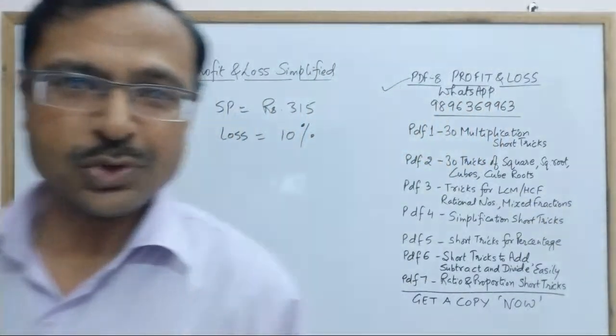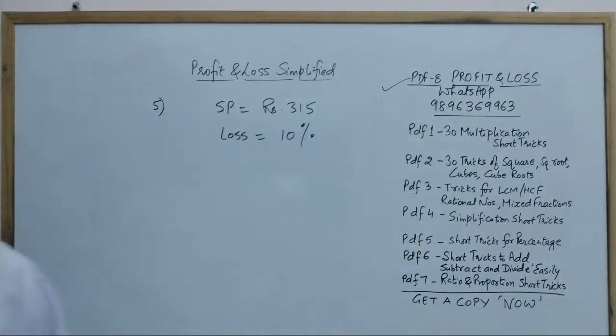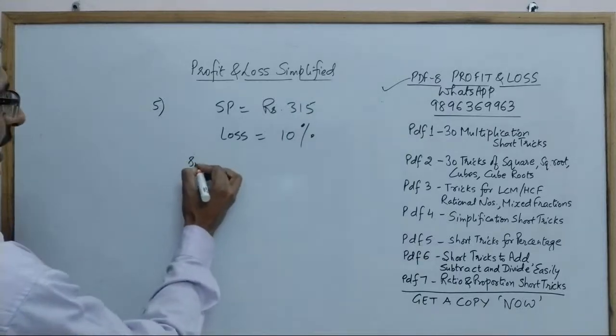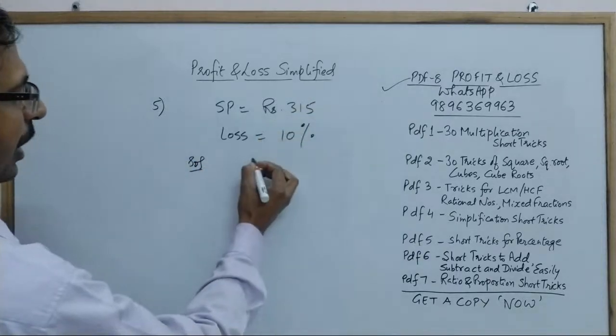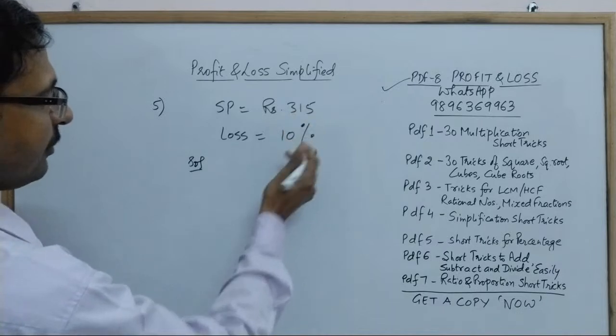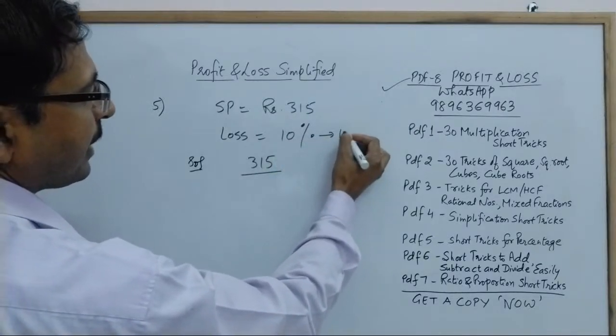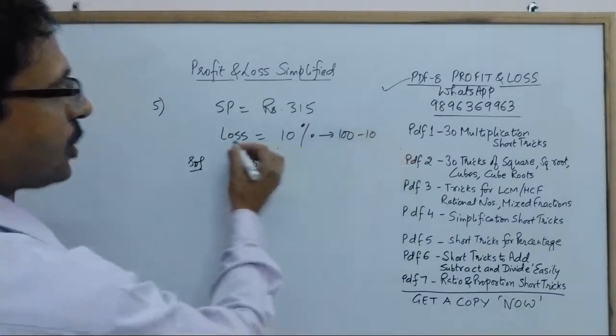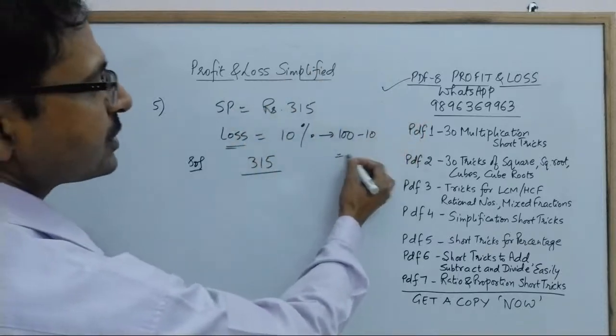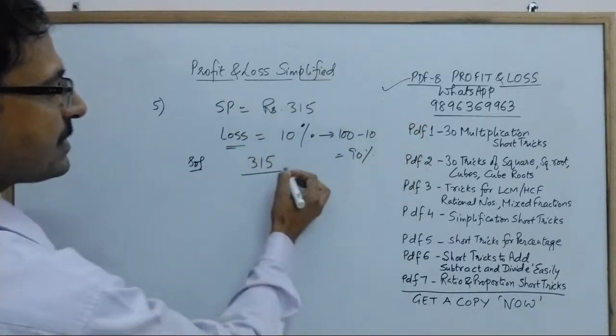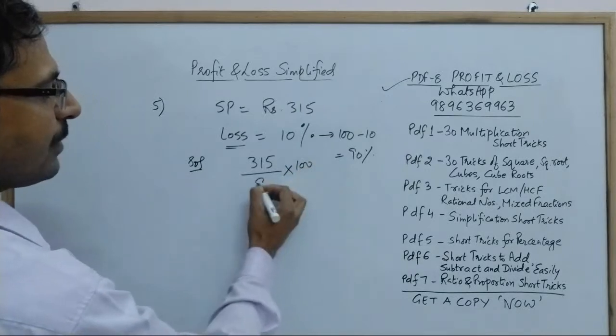Okay, so I need to solve it now on the live stream. So let's see this answer directly. The solution for this question will come. How will it come? 315 is the selling price, and now we have to divide it by 100 minus loss percent, because loss is always subtracted from 100. So this is 90%, and 90% means 100 divided by 90.